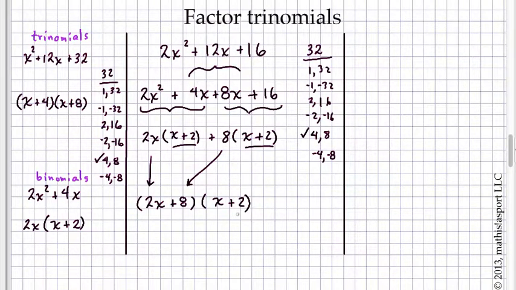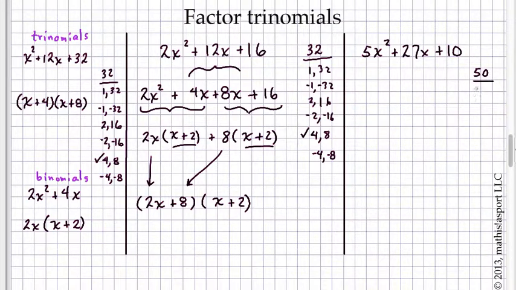I understand that there's a lot going on there. So let me do another one. Show you the same thing. 5x squared plus 27x plus 10. Okay, 5 times 10, well, that's 50.